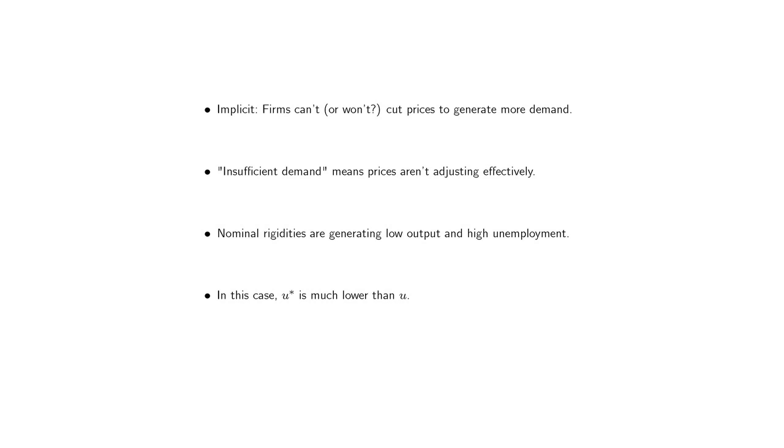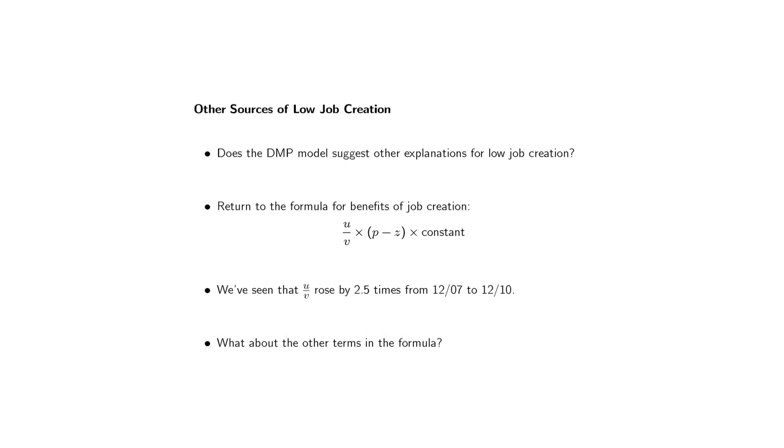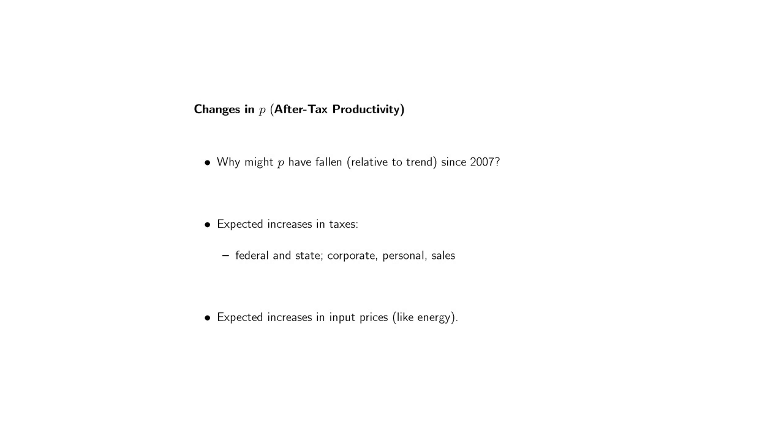But there are other sources of low job creation buried in the Diamond-Mortensen-Pissarides model, and it suggests other possible explanations for low job creation. So let's go back to the formula. We had our U over V term, and I've told you that unemployment to vacancies rose by 2.5 times. But there are other terms in this formula, and the question is, how did they change over the last 3 years? In particular, why might after-tax productivity have changed in the last 3 years?